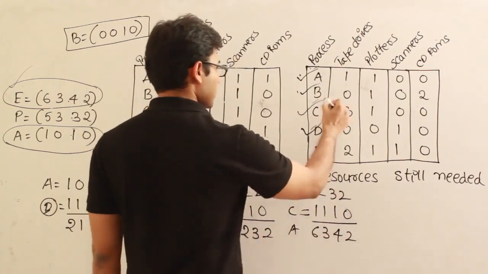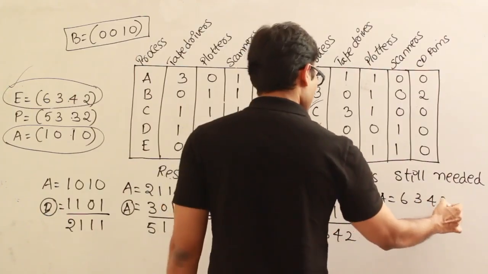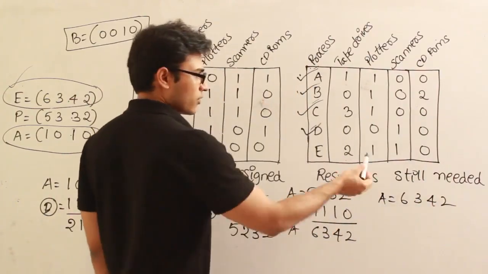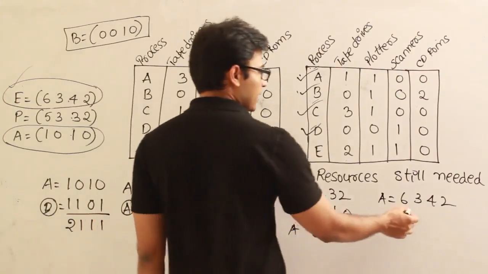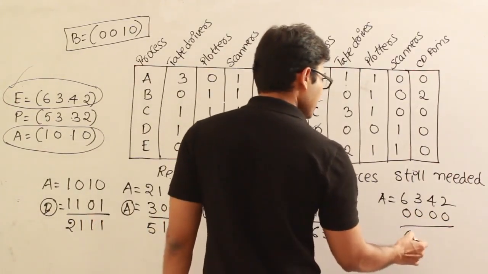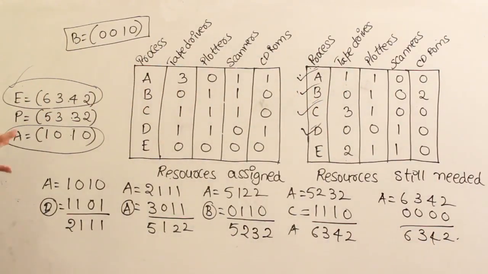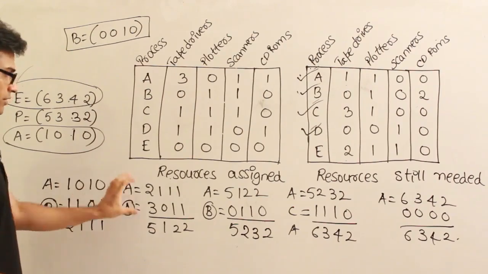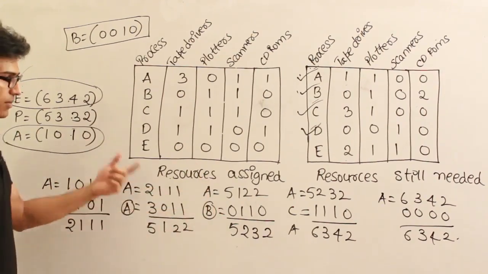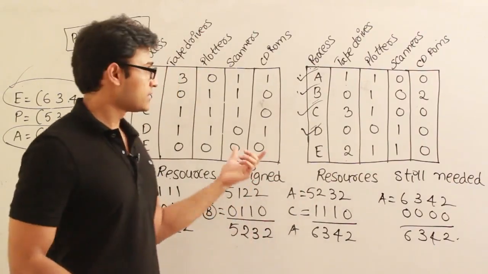With the new availability, E can be satisfied, right? The new availability is 6 3 4 2, and E needs only 2 1 1 0, so it can be satisfied, but E is not holding anything, therefore nothing will get added. So finally the new available will be 6 3 4 2. Got it? So now watch it. This state is also safe, because after allocating the resource to B, I am still able to allocate the resources to all the remaining processes in some order, in such a way that there is no deadlock. Therefore, even this state is safe.